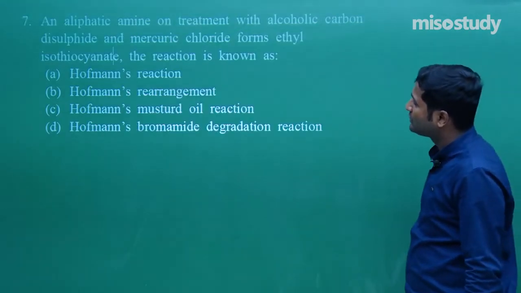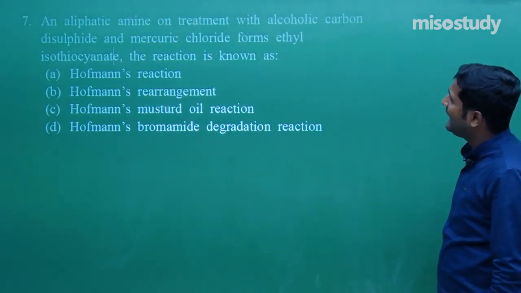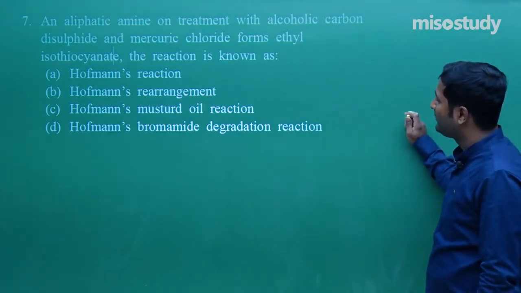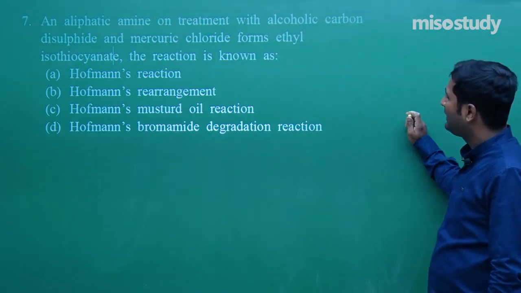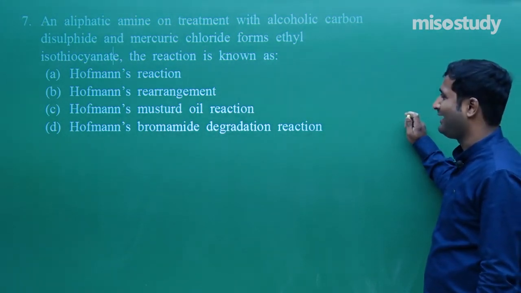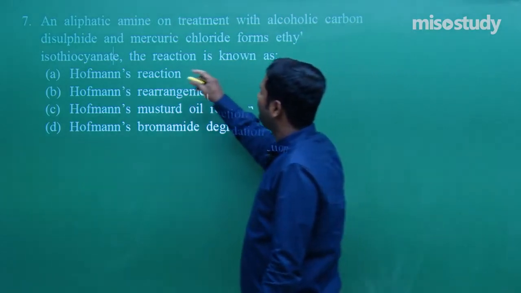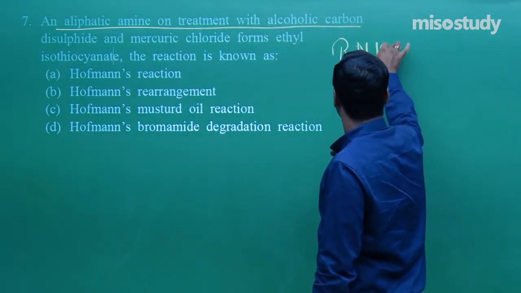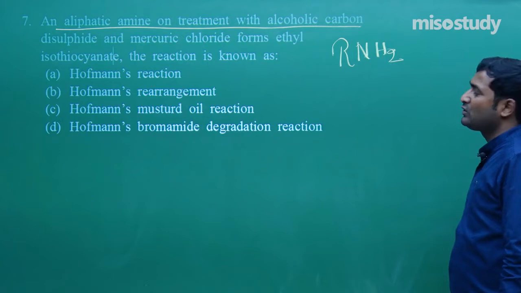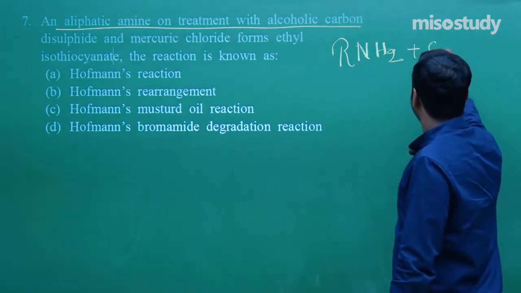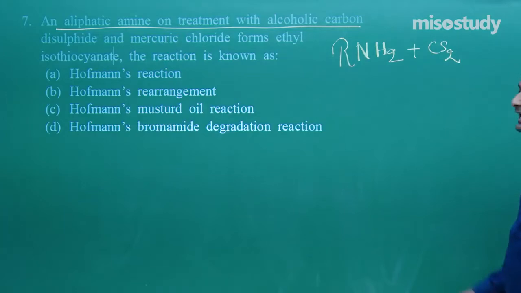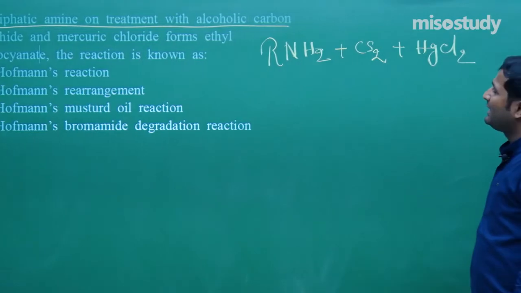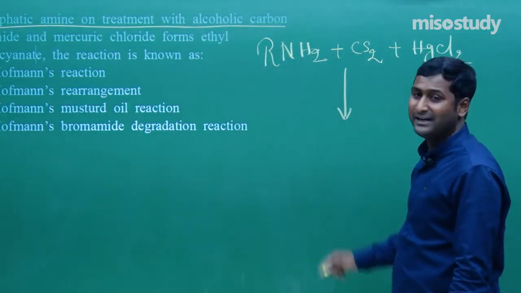Now, let's move to question number 7. An aliphatic amine on treatment with alcoholic carbon disulfide and mercury chloride forms ethyl isothiocyanate. This is a simple question. An aliphatic amine, that is RNH2, on treatment with alcoholic carbon disulfide, that is CS2, and mercury chloride, that is HgCl2, forms ethyl isothiocyanate.